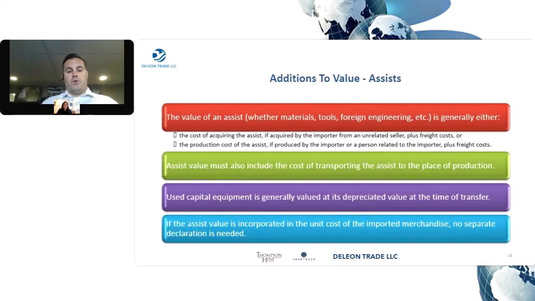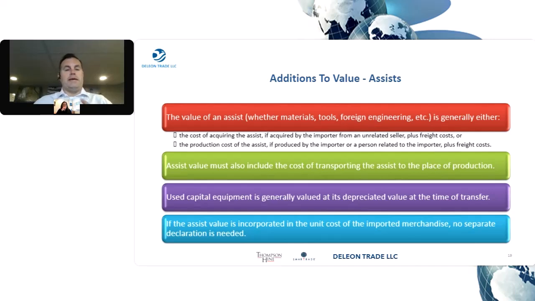So in terms of valuing the assist, one of the key things is that I distinguish between payments, like paying a tooling payment to a supplier, versus providing them an assist. If you provide the physical assist, say you paid a third party to produce an assist for your manufacturer, also within the value, you have to include the cost of transporting that assist to the place of production.